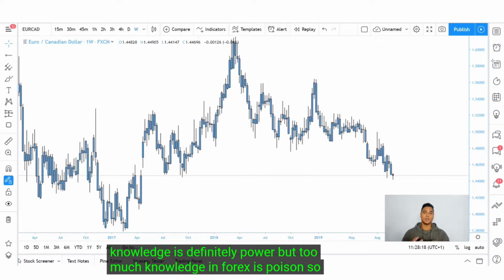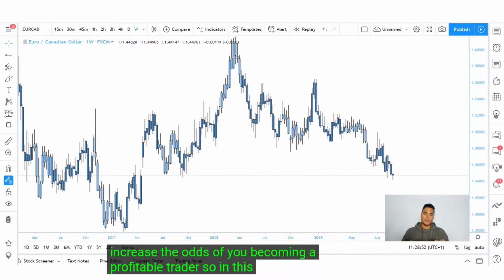Focusing on candlestick patterns alone is not going to help you. In order to become a consistent and profitable trader, you need the backing of confluence. Using candlesticks alone is a recipe for disaster. So what exactly is confluence? In its simplest form, it's tying everything together, making sure that you have a solid approach to increase the odds of you becoming a profitable trader. So in this video, I will show you 3 examples of how you can do this. Let's move on to the chart.